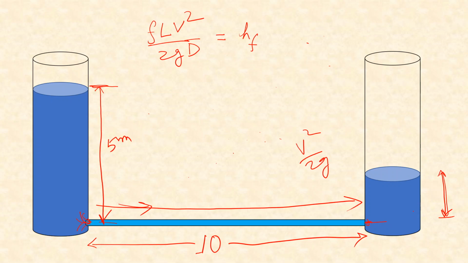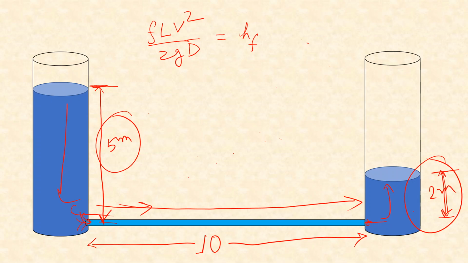So we have now 3 types of head loss in this single problem. Now the total head loss in this case can be directly found out because we know the water levels in both the tanks. That means while water is coming from this tank and reaching this tank, here the total head is 2 meter, and in this tank the total head was 5 meter.